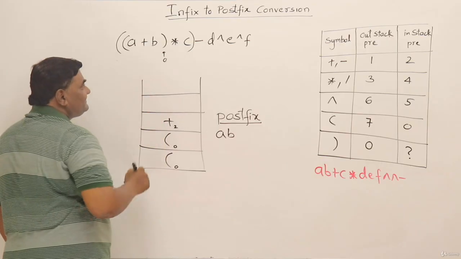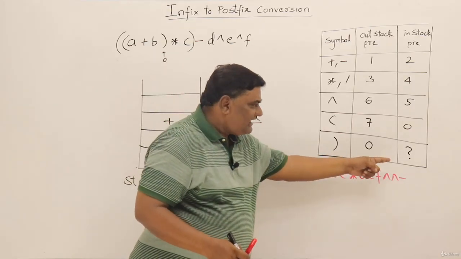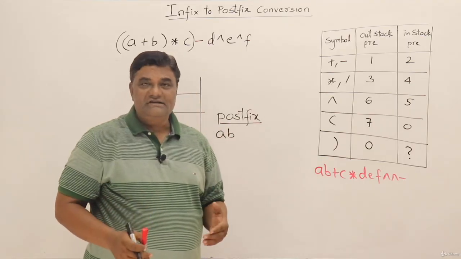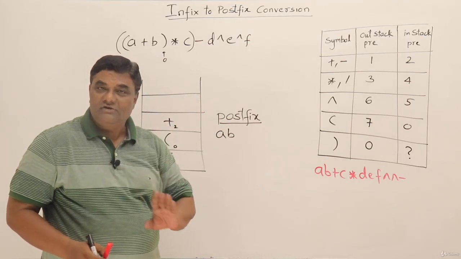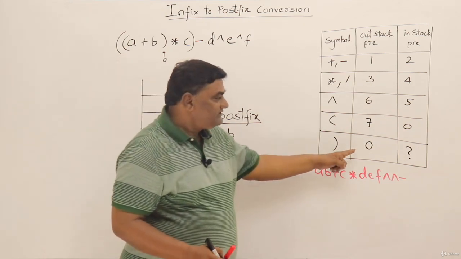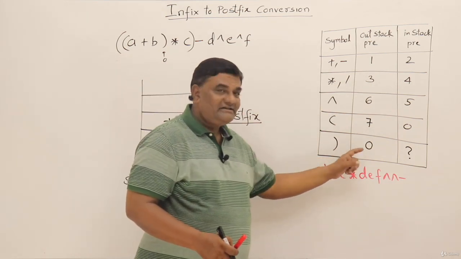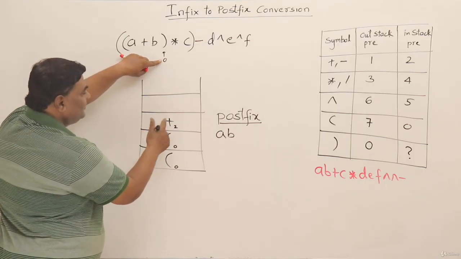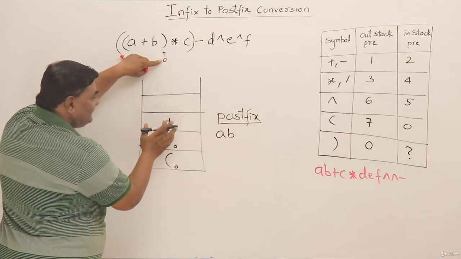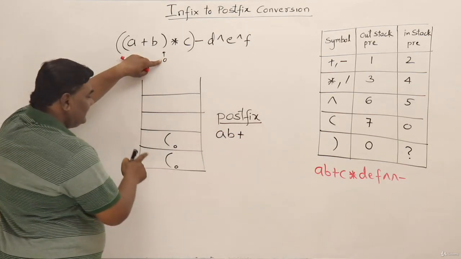So what is its precedence? 0. See, out stack precedence 0. In stack, it is never pushed into the stack. Why we should push closing bracket? That's why its in-stack precedence is not there. It's outside only. We don't push it. And its precedence is 0. So what to do now? This is 0, but this is 2. This is greater. Pop out and add it to postfix.